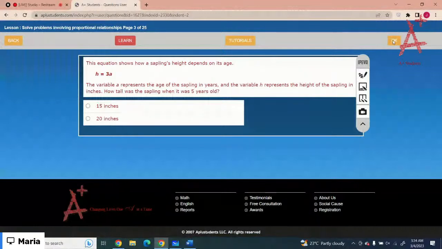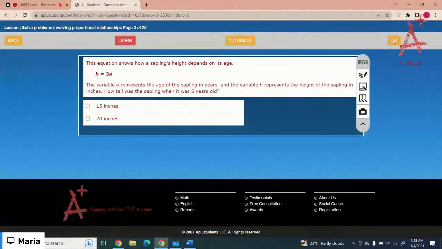This equation shows how a sapling's height depends on its age. H equals 3a. The variable a represents the age of the sapling in years, and the variable h represents the height of the sapling in inches. How tall was the sapling when it was 5 years old?